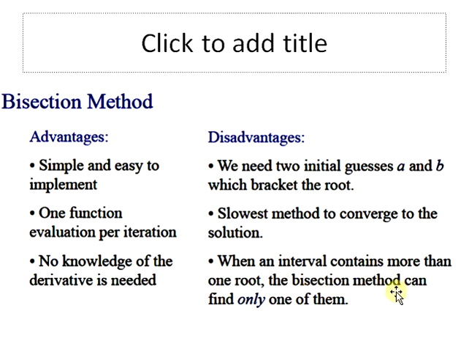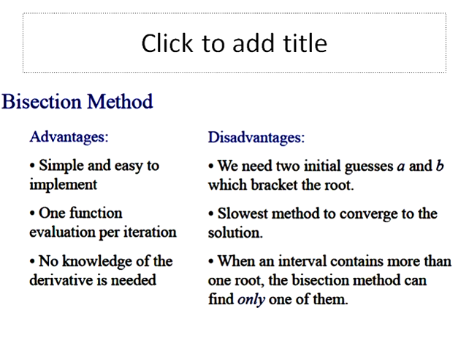When the interval contains more than one root, the bisection method can find only one of them. So in all these problems, there was only one root of the equations. If the equation has two roots, we can only find one root out of those two roots using the bisection method.